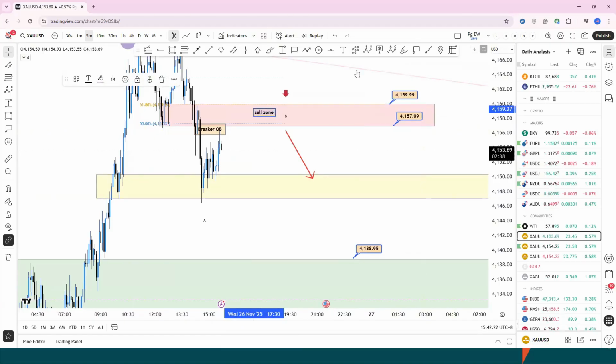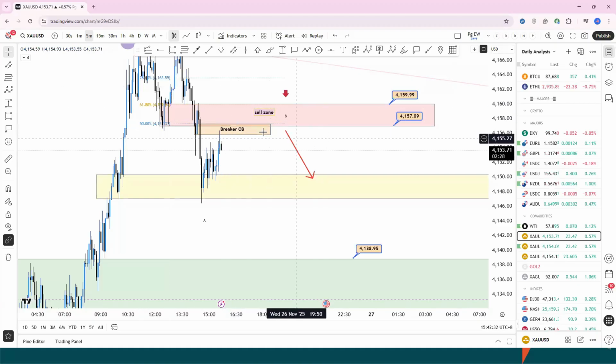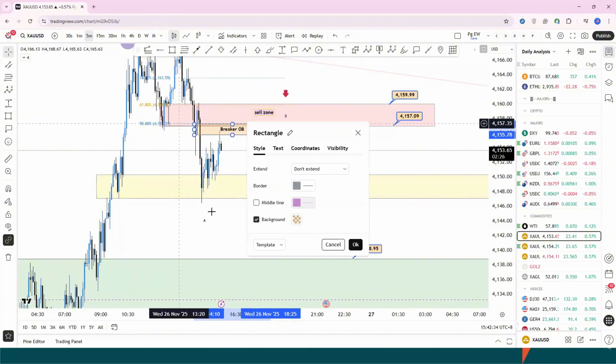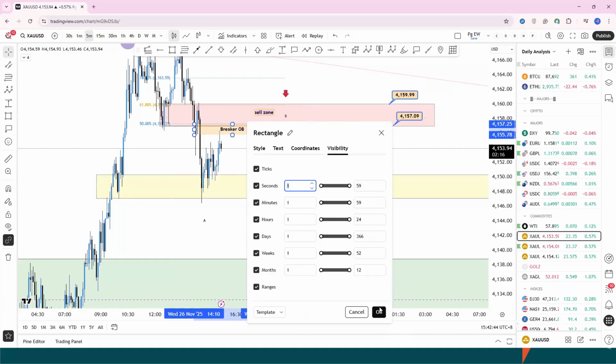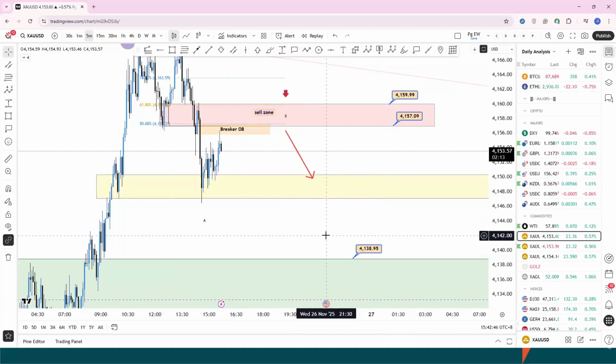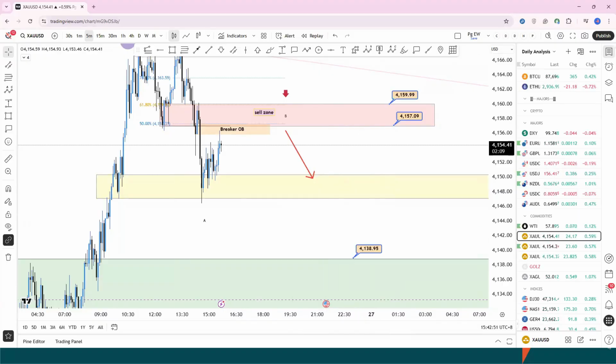57 to 59, price went just now all the way to 56 plus, just by a few pips. And then it reversed, right? Right here, it's falling already.